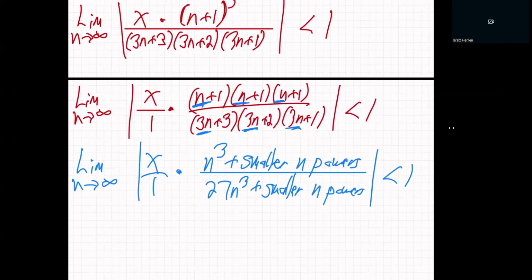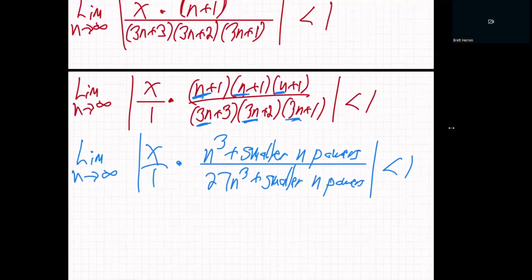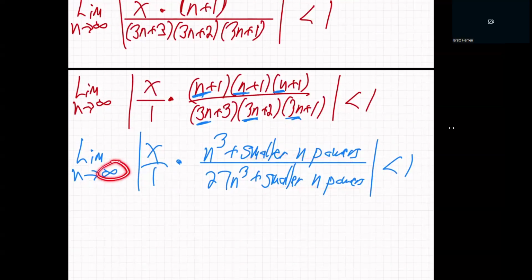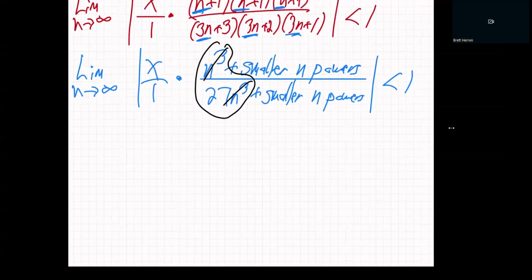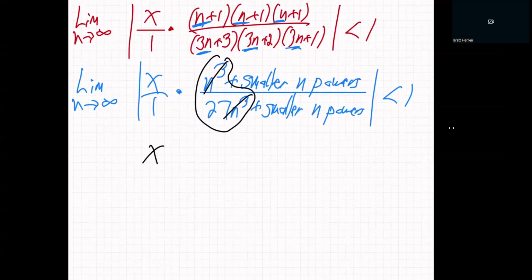You tracking with me? If I foiled out this whole top, there'd be a bunch of work. I don't want to do it. But I know what the most powerful term is. Most powerful here, here, and there, n cubed. Same thing on the bottom: 3 times 3 is 9 times 3 is 27 n cubed. And then there'd be some smaller stuff. When you go to infinity, all you care about is the most powerful term, top and bottom. So the n cubes cancel. It's 1 over 27. So it's absolute value of x over 1 times 1 over 27 less than 1.